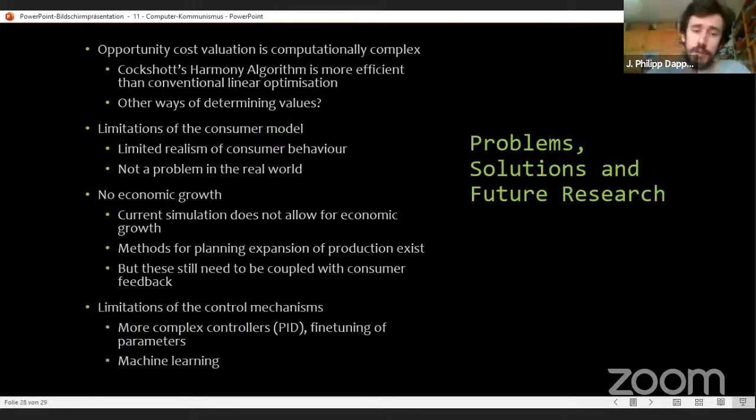And then there are also limitations of the various control mechanisms I use. This refers to, for example, by how much prices are adapted if there's a mismatch between supply and demand. By how much do you change the planning target due to a mismatch between prices and opportunity cost valuations, okay? And this could still be improved to make sure that this approaches an equilibrium condition much faster by using more complex controllers or fine-tuning some parameters. Or also what I've been considering is applying machine learning here, which would be able to find optimal solutions to these kinds of problems much quicker.